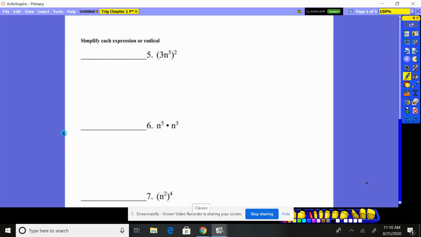Okay, we're going to look at problems 5 through 22 here on practice test 1. Let's look at problem 5. It says (3n^5) the whole thing squared. So you have to remember that means 3n^5 times another 3n^5, when I'm squaring everything in here. Now when I have that, I know I need to write it out.